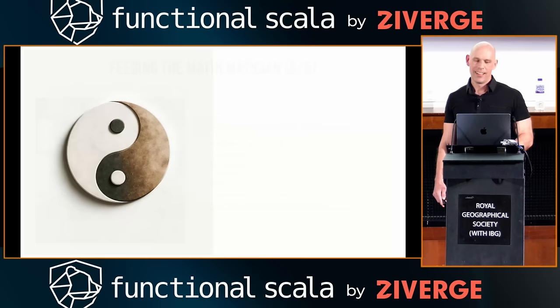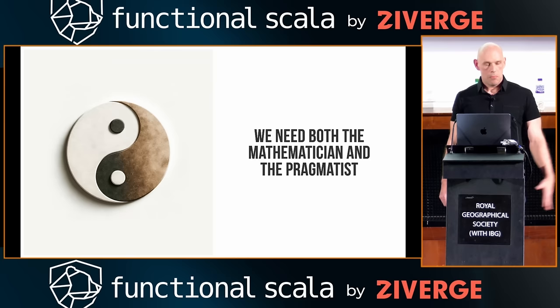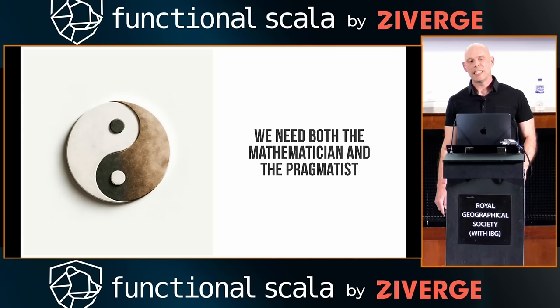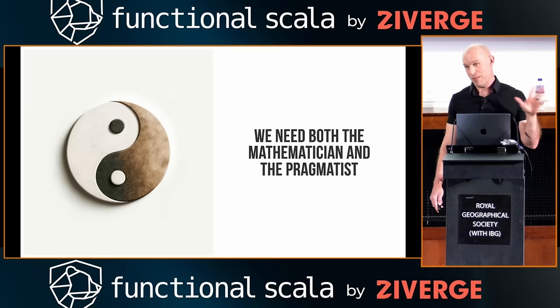In all seriousness, we need the mathematician. And we need the pragmatist. If we don't have the mathematician, we end up with Go. Not to offend any Go programmers. Go has its pluses, but Go is a shitty language, unfortunately. We need the mathematician to stop us from going there. And we need the inner pragmatist to stop us from going down that rabbit hole that I showed you. That was too far. We need both of them. That's the truth.